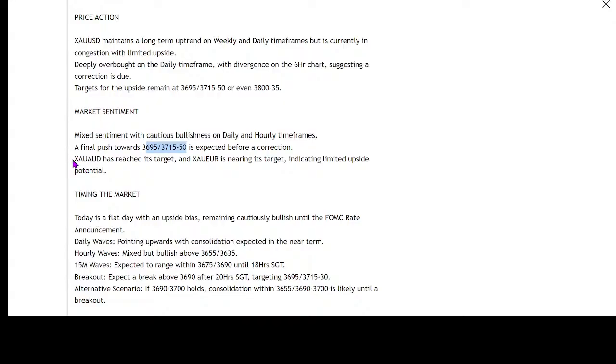And take note that gold Aussie has already reached its target, and gold euro is nearing its target, so indicating limited upside. So what we are saying is the gold Aussie has already reached target and correction has already started. Then the gold euro is also nearing its target, and we should be able to see the price taking its momentum on the downside soon.